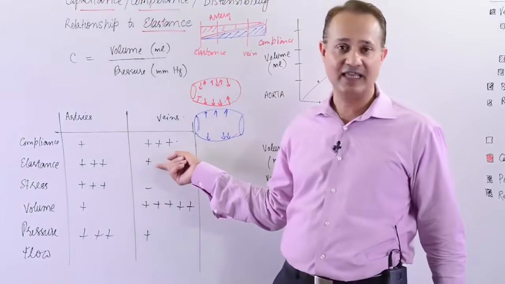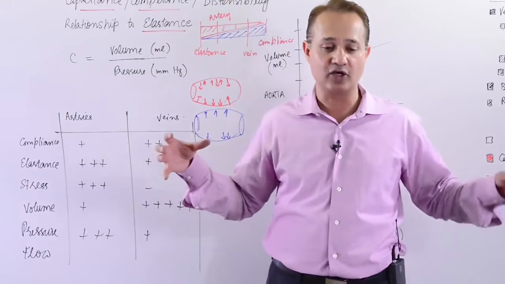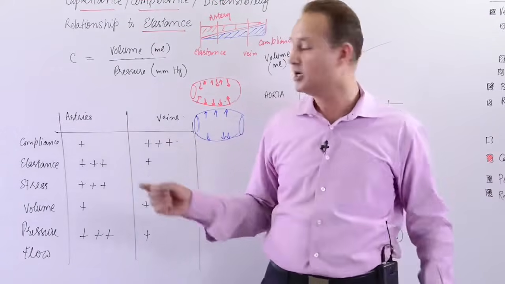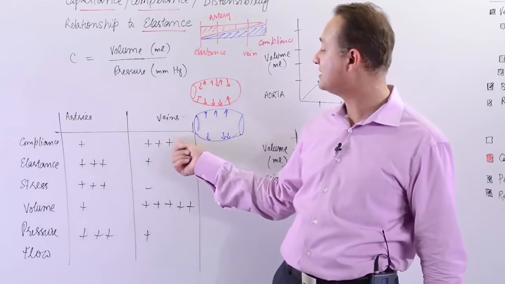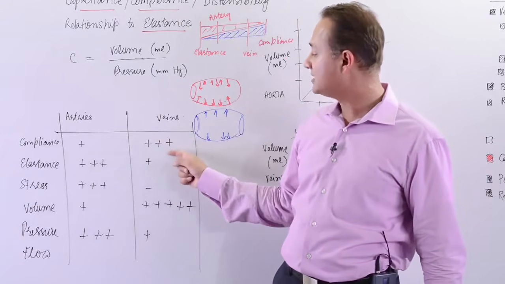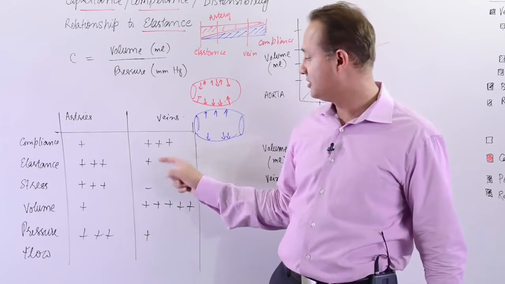How about veins? Are they elastic as well? Yeah, they're elastic, but they're not so elastic that they would push the blood out. So their elastance is low. Their compliance or capacitance is high. That is why they are reservoir vessels.